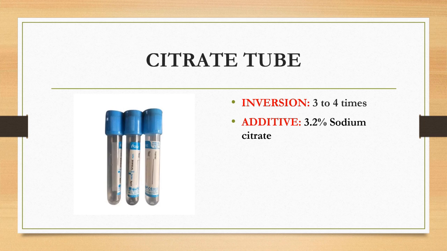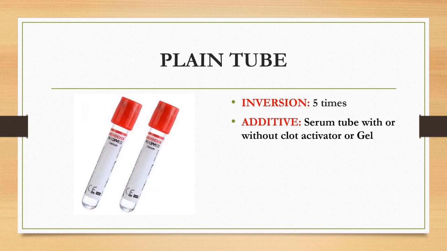The second one is citrate tubes, which are available in blue color as you can see in the picture. After taking the sample, you have to mix it 3 to 4 times, and the additive present in the citrate tube is 3.2% sodium citrate. The third one is the plain tube, which will be red in color. After taking the blood sample, you have to mix it 5 times, and it is a serum tube with or without clot activator or gel.